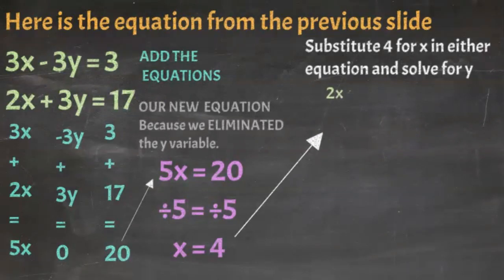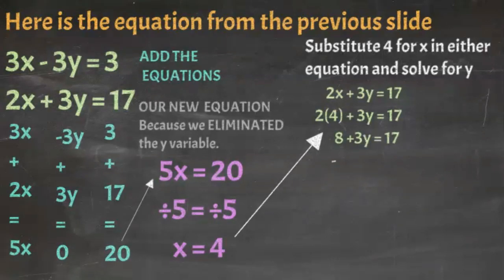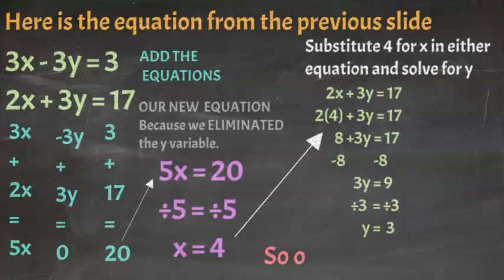So I'm going to use 2x plus 3y equals 17 as my equation to substitute 4 in for x. So I get 2 times 4, which is 8, plus 3y equals 17. Then I subtract 8 from both sides and end up with 3y is equal to 9, and then divide both sides by 3, and I get y is equal to 3, the other half of the solution. So my answer is (4, 3).